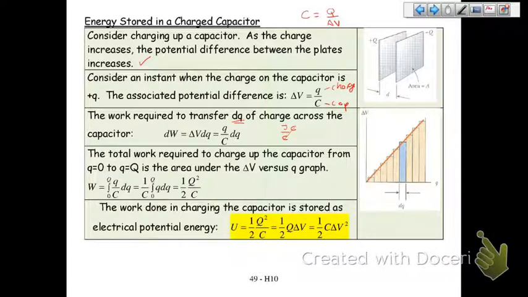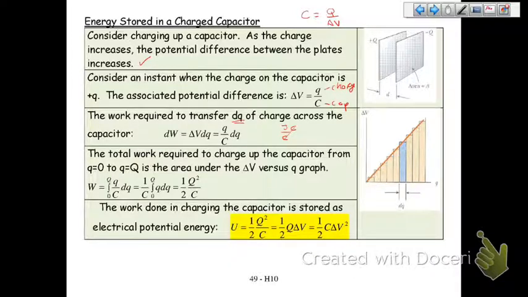So what I say is the total work required to charge up a capacitor from 0 to big Q is the area under a voltage versus charge graph. I'm adding more and more charge, and I'm getting more and more voltage. Here I've got to stop for a second and point out that I can talk about voltage in terms of the EMF that I apply to the plates. I apply 6 volts, current flows, adds more and more charge, and at the end I will find that I have a potential difference of 6 volts across the plates.